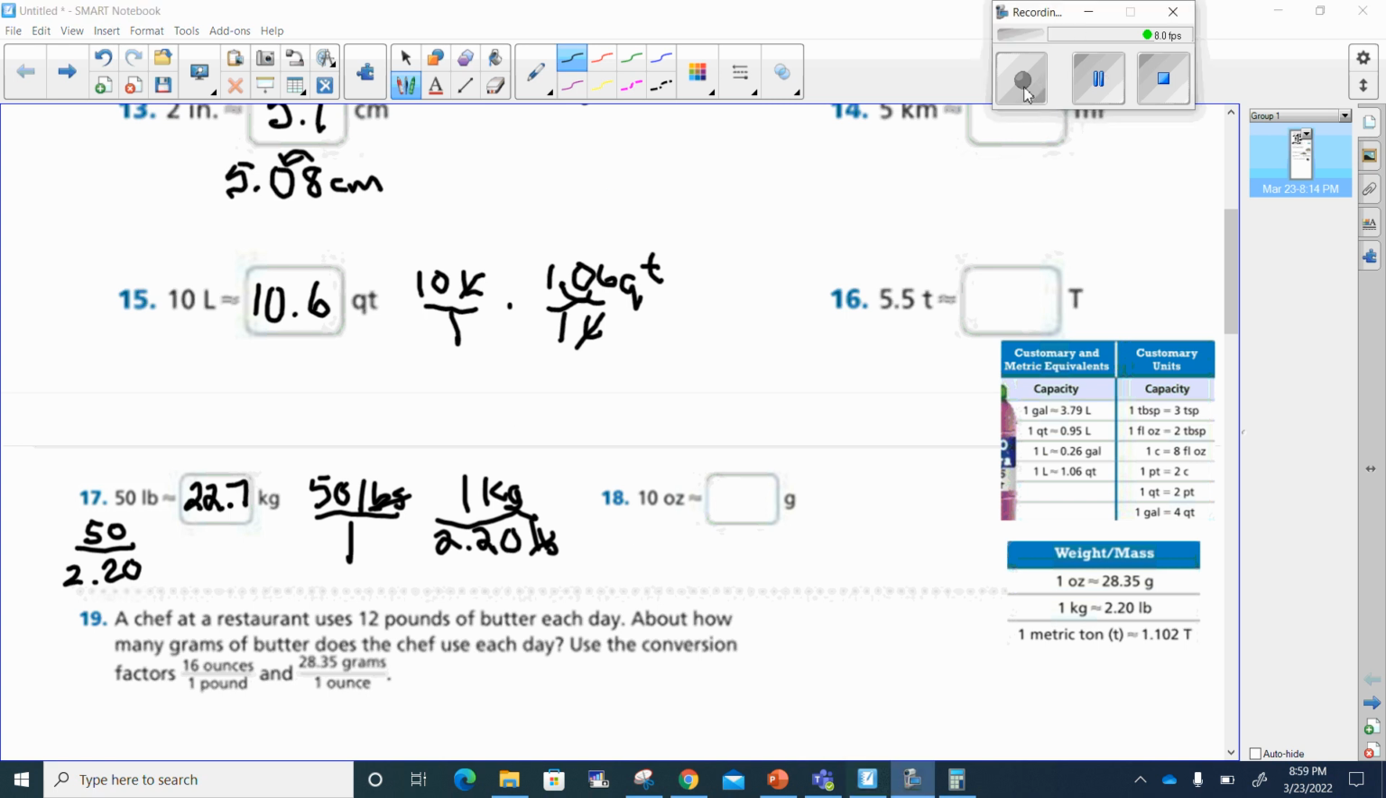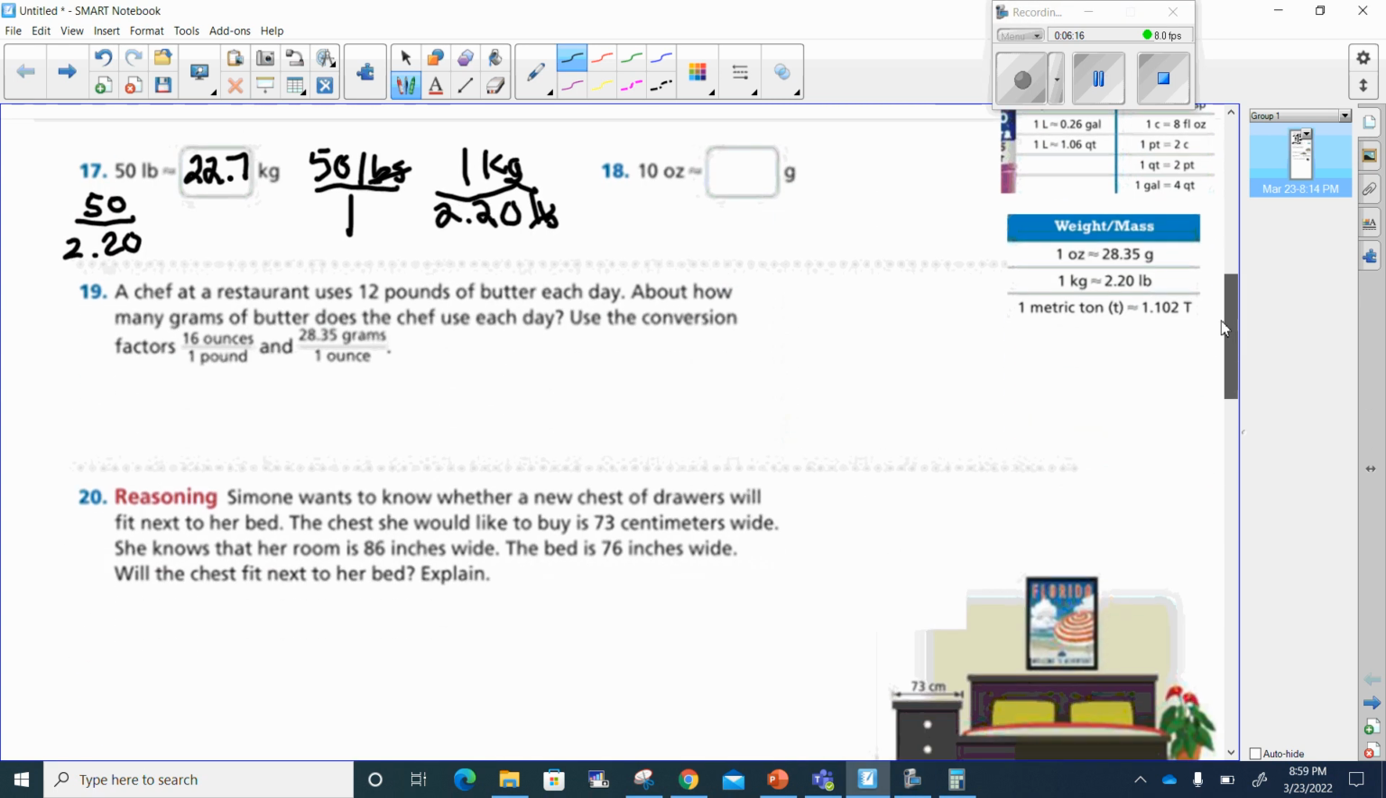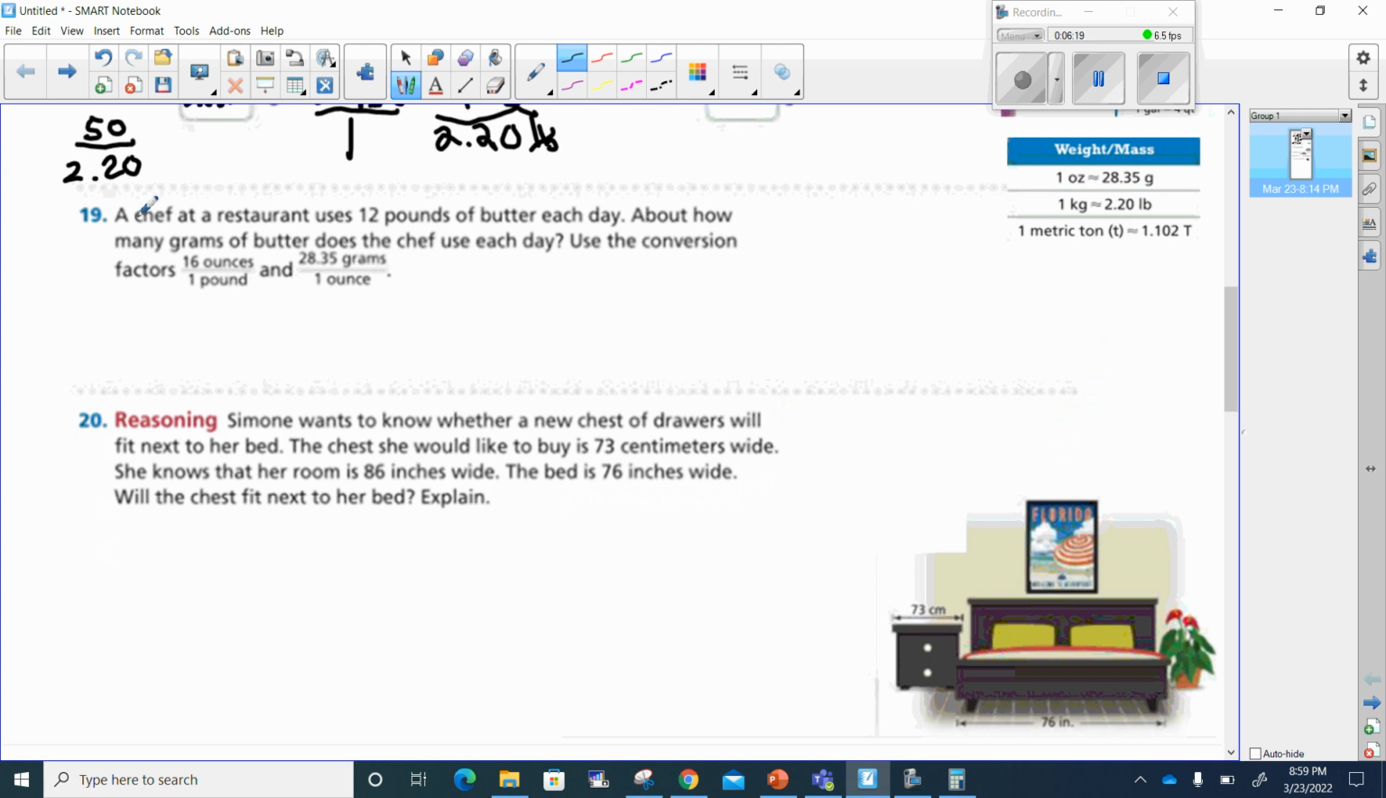All right. I guess I'm going to number 19 next. So the chef at a restaurant uses 12 pounds of butter each day. About how many grams of butter does the chef use each day? Use the conversion factor 16 over 1, where 16 ounces equal 1 pound and 28.3 grams equal 1 ounce. Wow. Well, the first thing we have to remember is we have 12 pounds over here each day, and we want to know how many grams it is going to get each day.